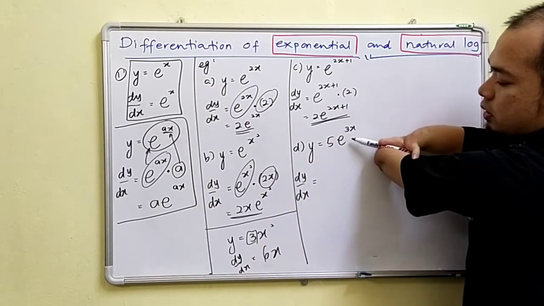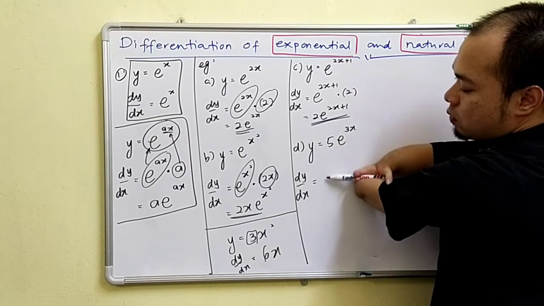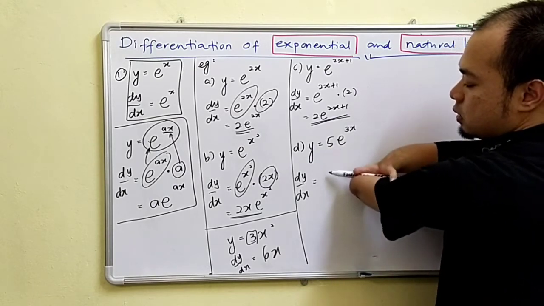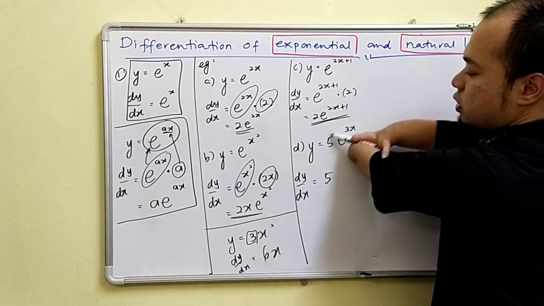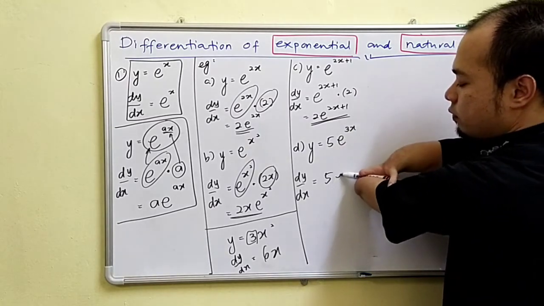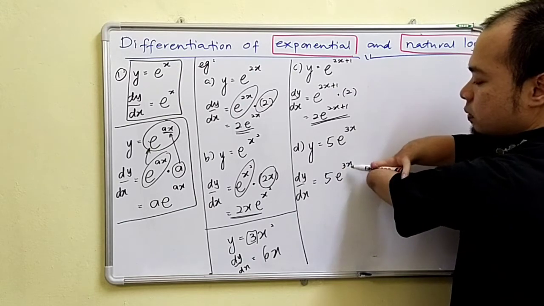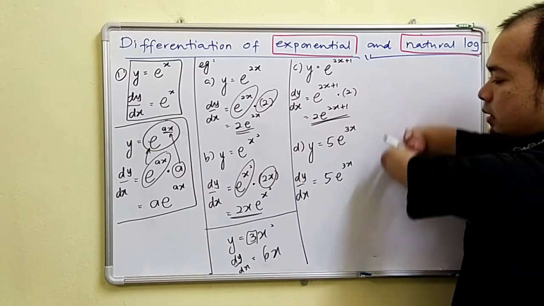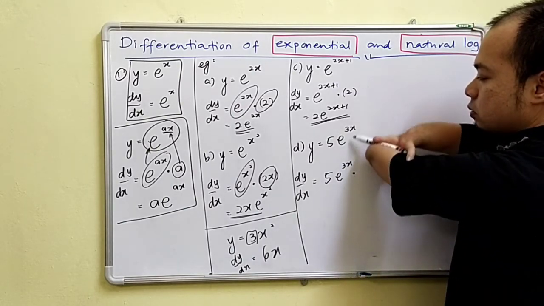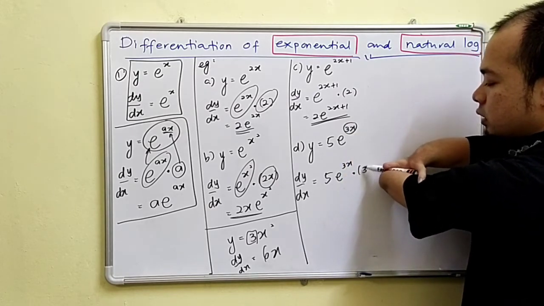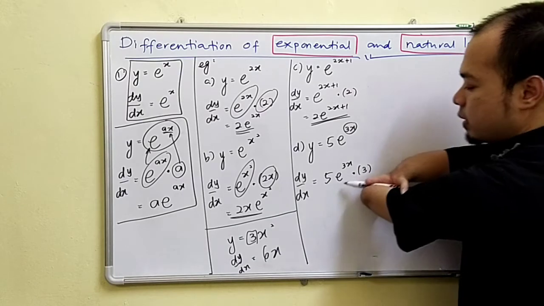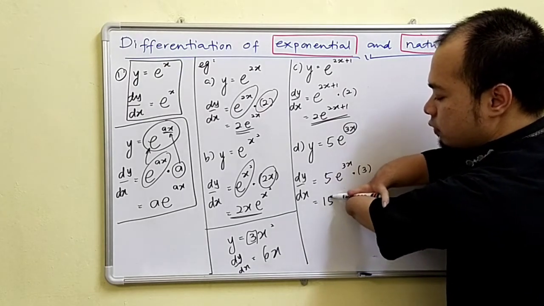Same goes over here. This constant 5 will remain. So differentiating, 5e to the 3x becomes 5e to the 3x. Inside, what is the power? The power is 3x. So multiply by the derivative of 3x, which is 3. So 5 multiplied by 3, you will get 15e to the 3x.